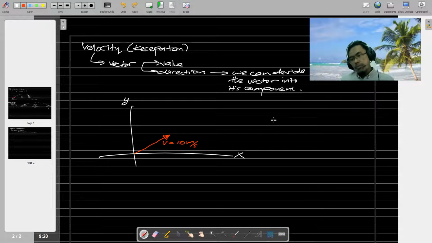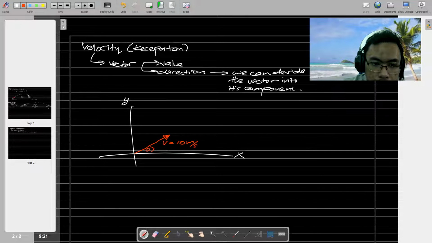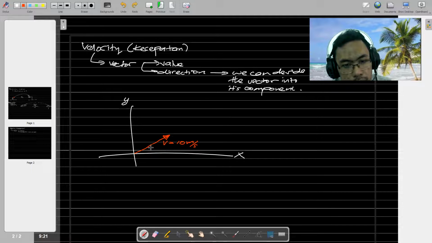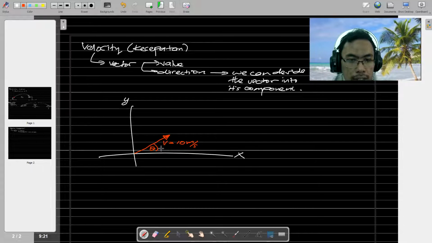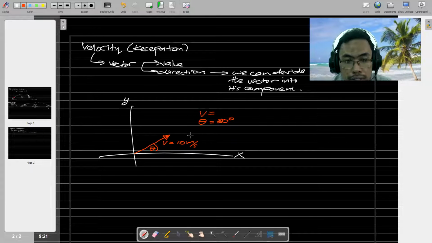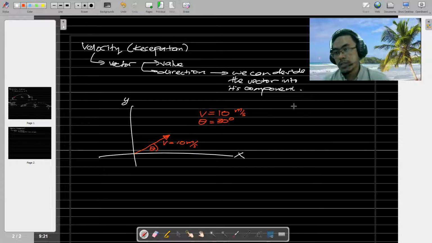Now this velocity makes an angle with the x-axis. Let's say the angle is theta. So this one is theta, and theta is equal to 30 degrees. And v, which is the velocity, is 10 meter per second.